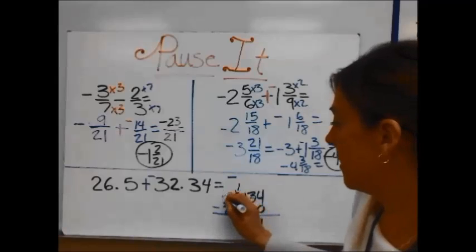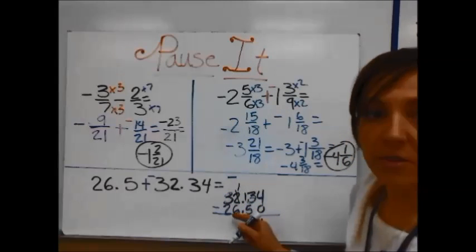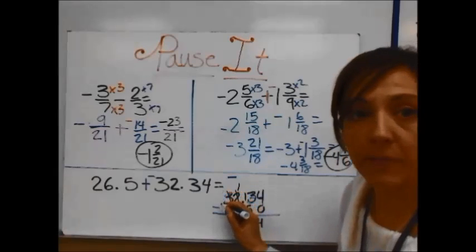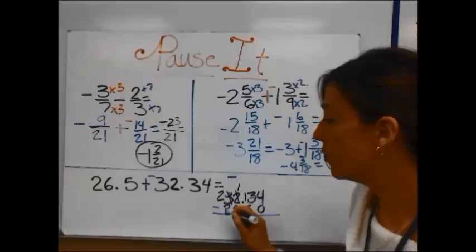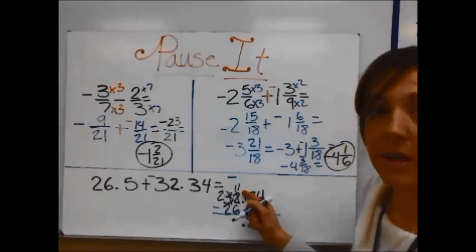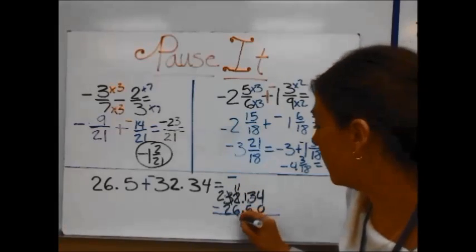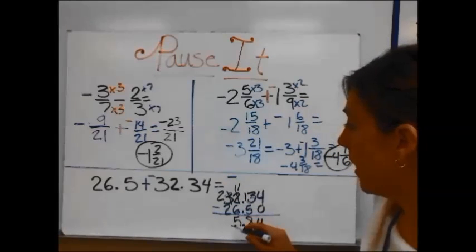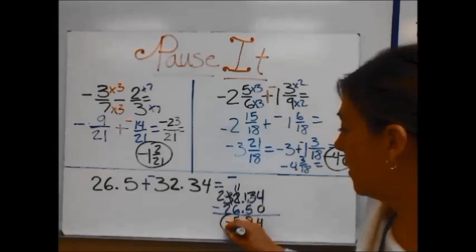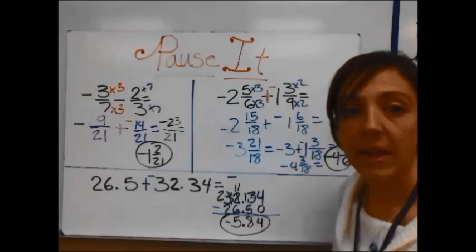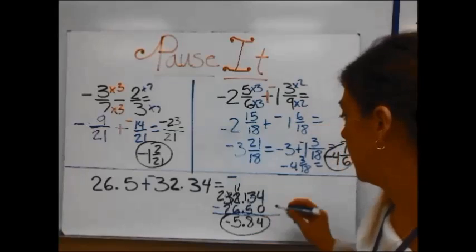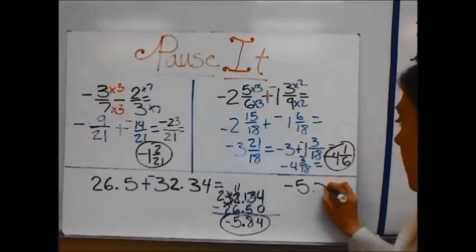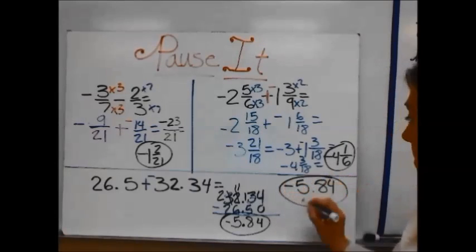Now I have 1 minus 6. Well, I can't do that. So I'm going to go over here to my 10. I'm going to take a 10 away from the 30, and I'm going to be left with 20. I'm going to bring that 10 over here. Now I have 11 minus 6, which is 5. And 2 minus 2, which is 0. I know my answer is a negative. So negative 5 84/100 is my answer. I'm going to go ahead and bring that up here.